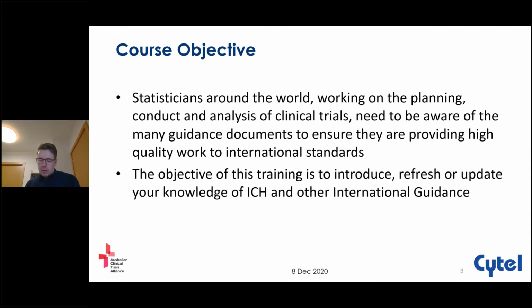So the objective of the 2 sessions is to introduce, refresh, or update your knowledge of ICH and other international guidances as you go about your work on the planning, conduct, and analysis of clinical trials. In doing this, you need to be aware of many guidance documents, I'm sure, to ensure that you're providing very high quality work to international standards. And this is a bit of a refresher for those.